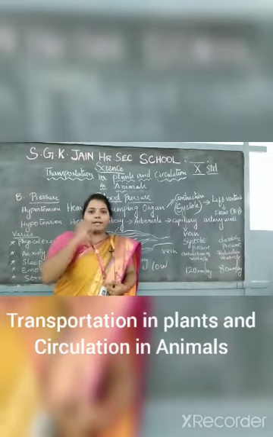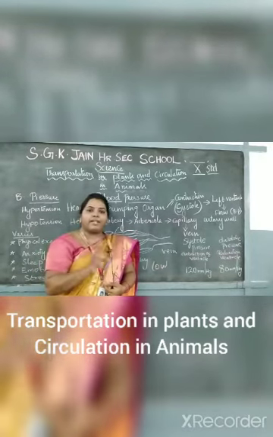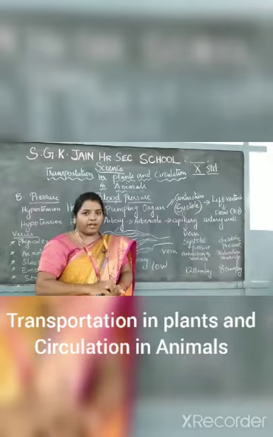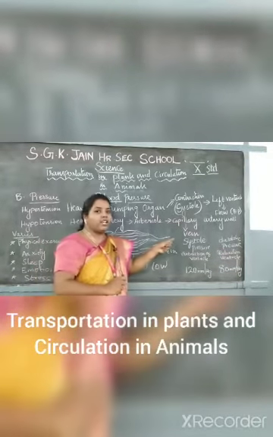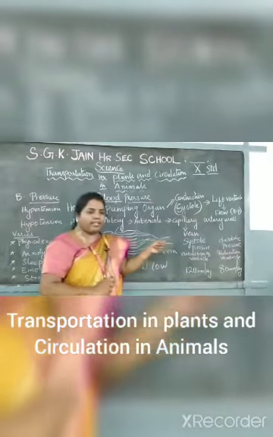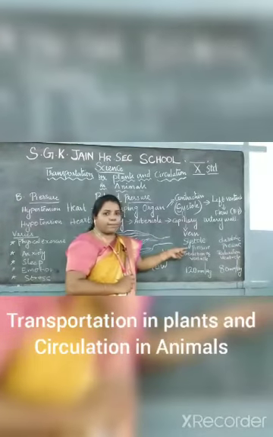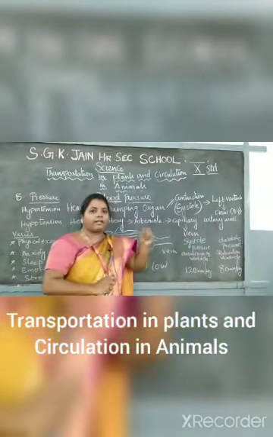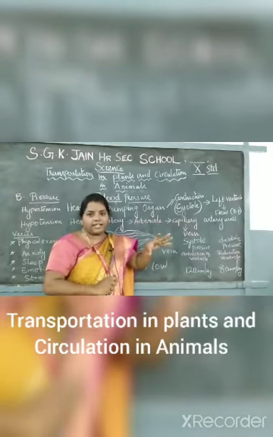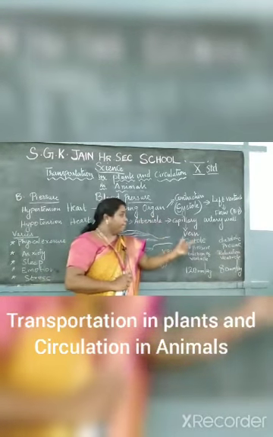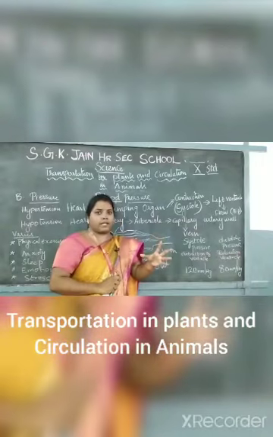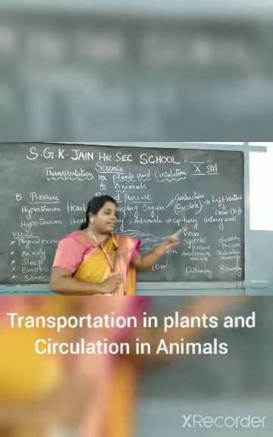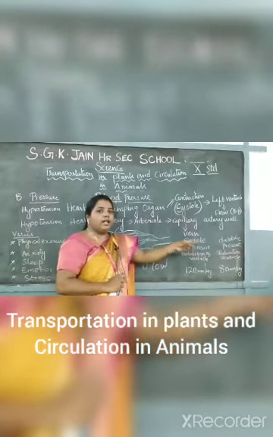120/80, 110/70. Likewise, two values have been given. That means we will have two kinds of blood pressure. One is systolic blood pressure and the other one is diastolic pressure. When systole happens, the pressure that is exerted is the systolic blood pressure. When it has relaxed, that means diastole is there, and the pressure that is exerted is the diastolic blood pressure.